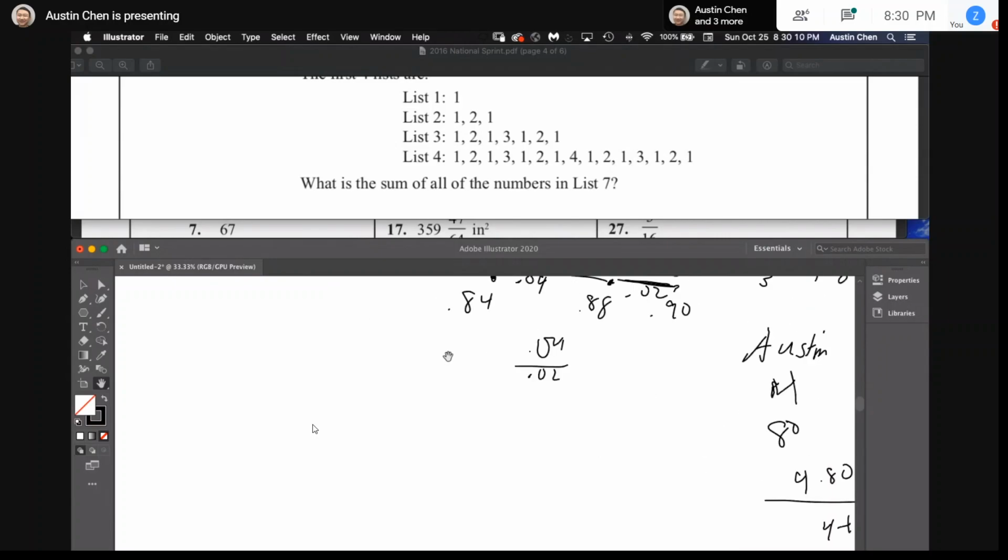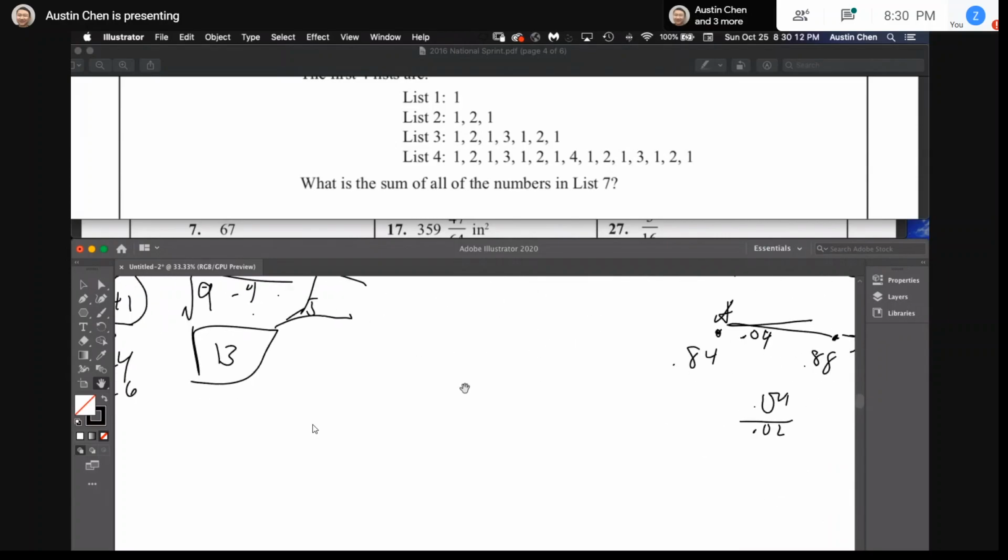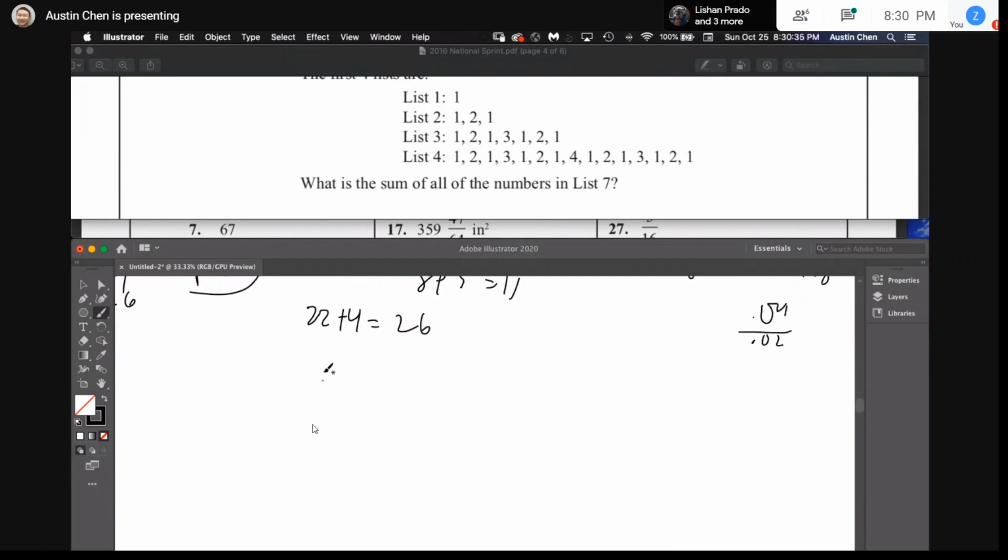To find the sum of a list, you just take the list number plus 2 times the sum of the list before it, and you keep applying that. List 2 is 4, so list 3 has to be 8 plus 3, which is 11. List 4 has to be 22 plus 4, which is 26. List 5 would be 2 times 26 plus 5, list 6 would be that times 2 plus 6, and list 7 would be that times 2 plus 7.